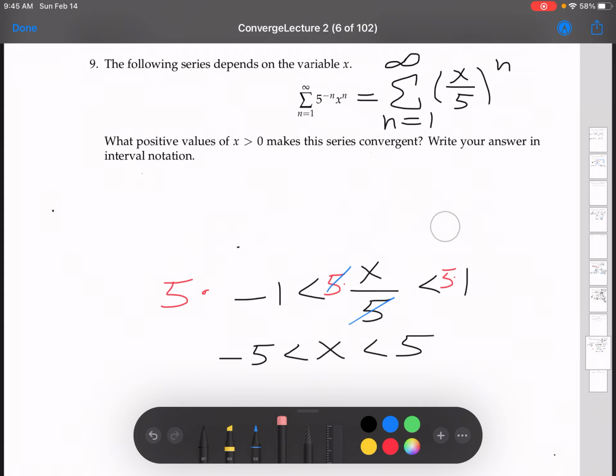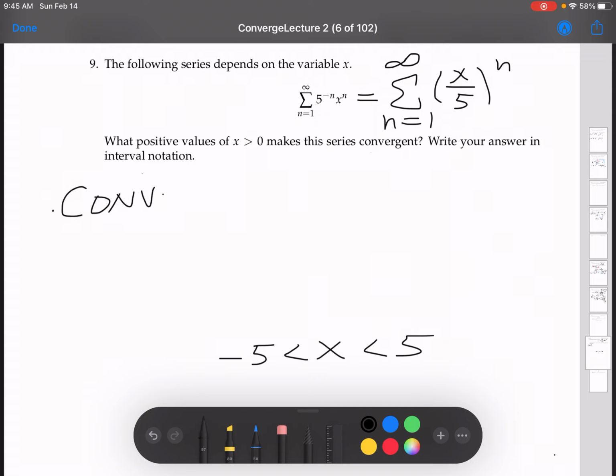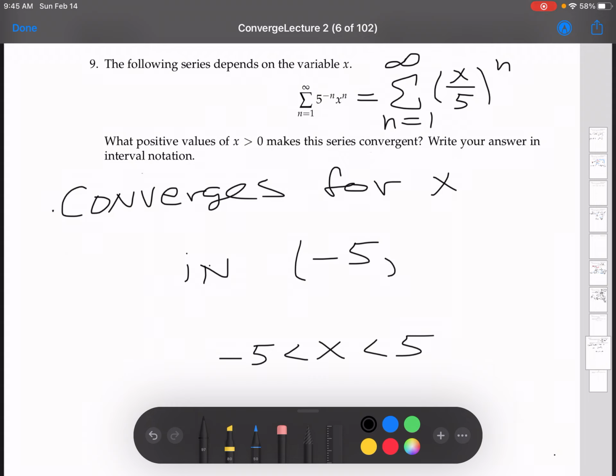So what we found here is that this thing converges for x in the interval (-5, 5). And so your answer would be that. That's your answer.